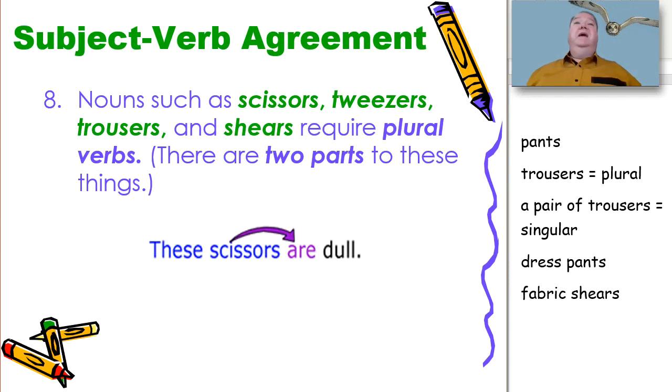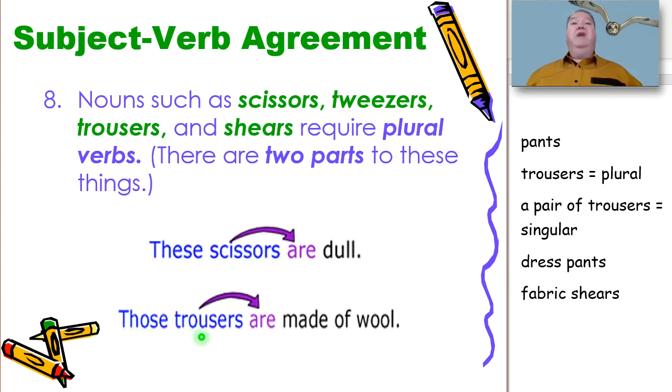So nouns such as scissors, tweezers, trousers, and shears require plural verbs. These scissors are dull. Scissors, plural. Scissors are dull. These scissors are dull. Those trousers are made of wool. Trousers, plural. Trousers are. Those trousers are made of wool.